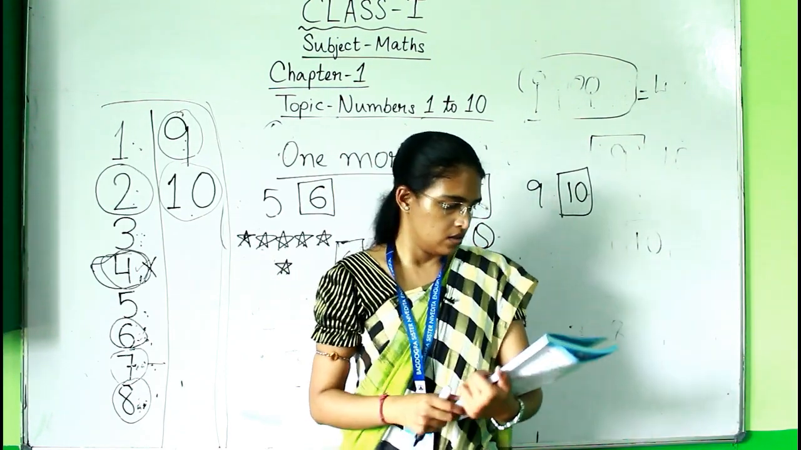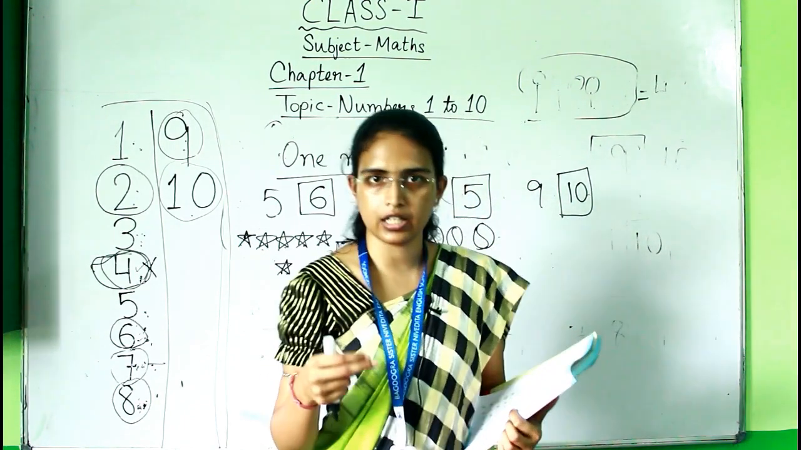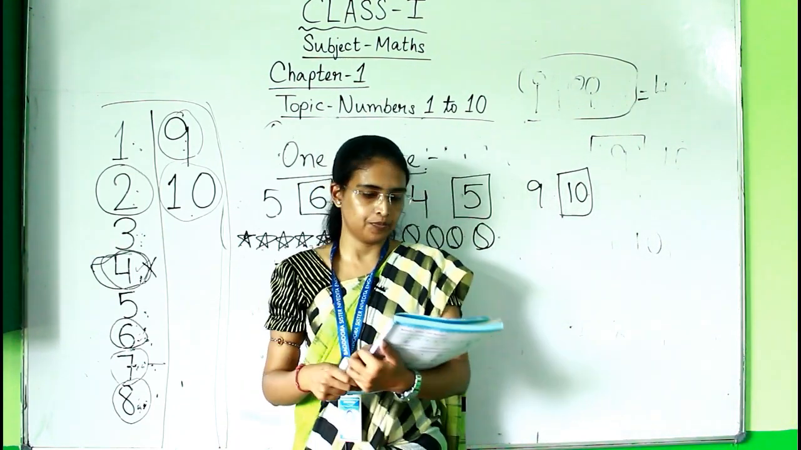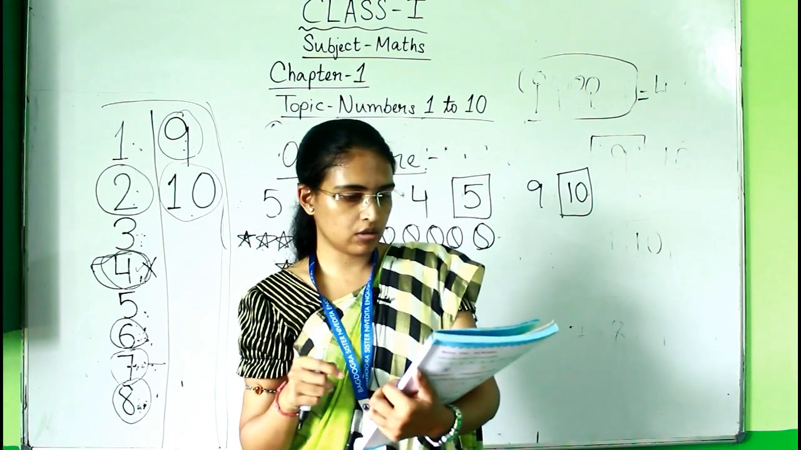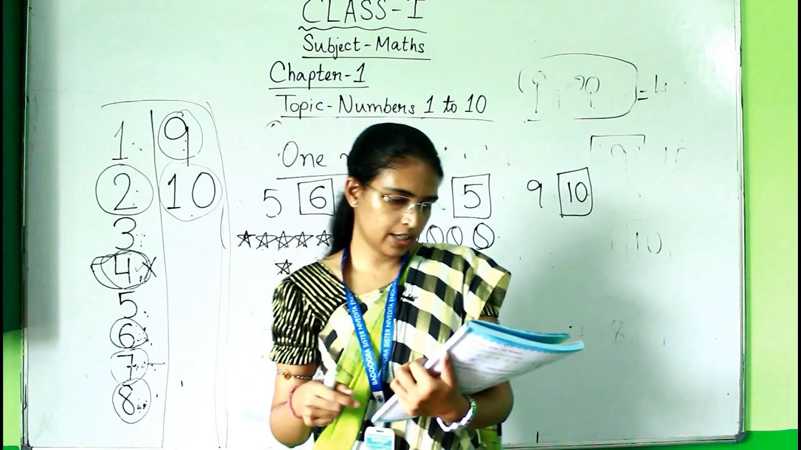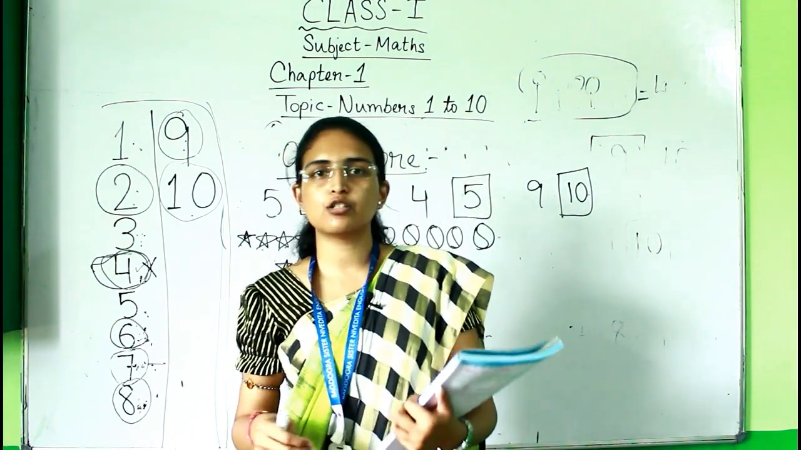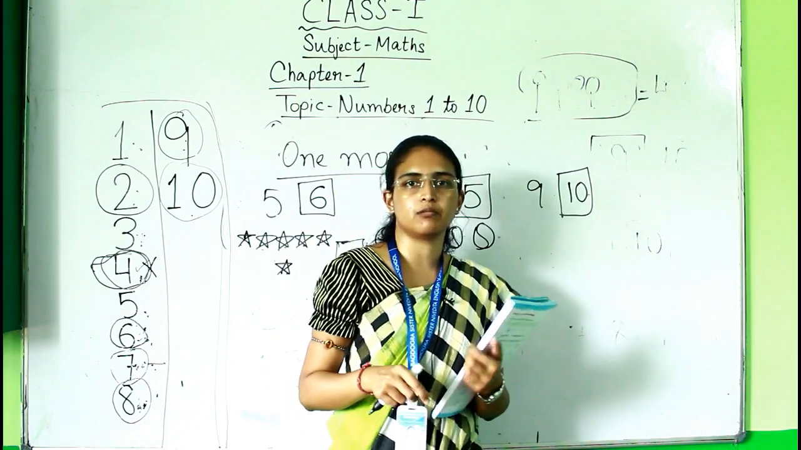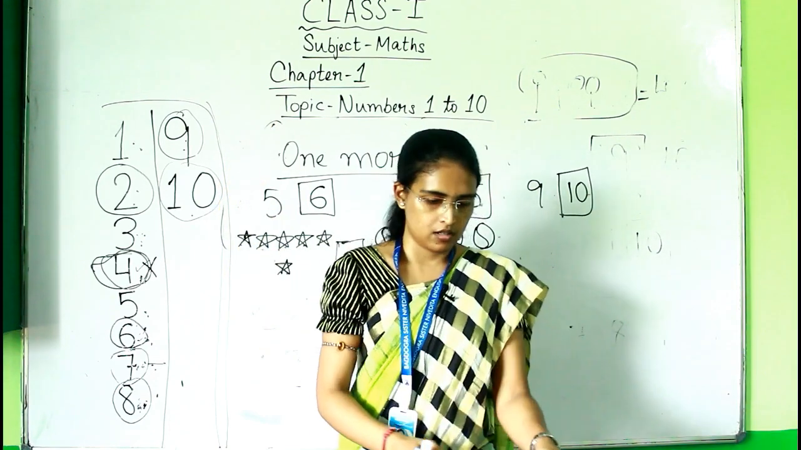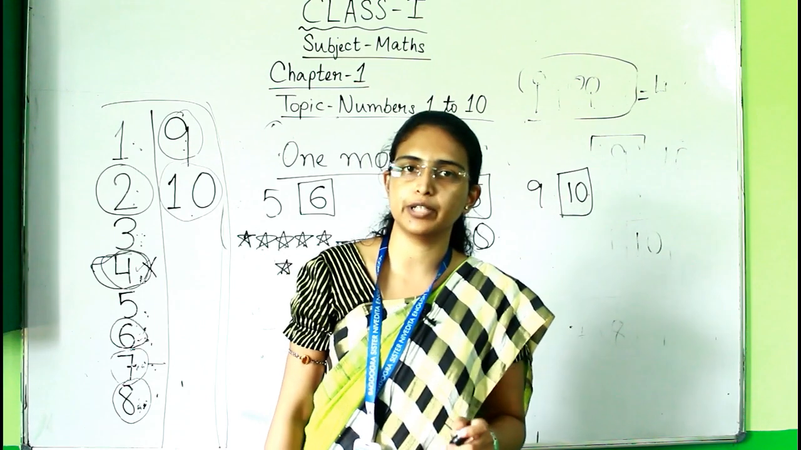Okay? Now next is forward counting. Forward means आगे जाना and backward means पीछे जाना. So you have to count and write the missing numbers. Then we learned about backward numbers. After that, smallest number and biggest number. Smallest means छोटा, biggest means बड़ा.